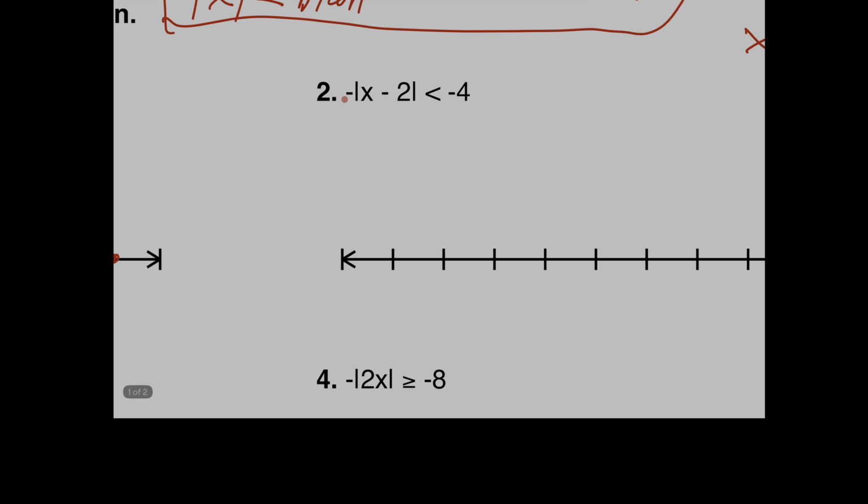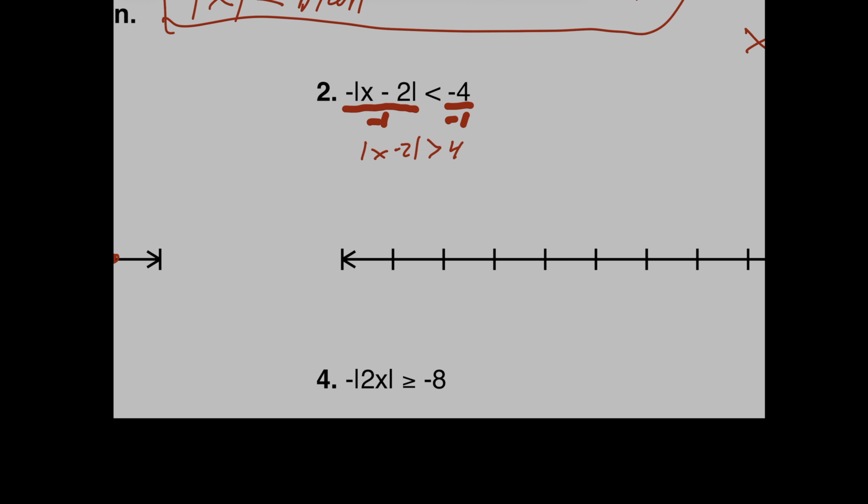Now, this one, they throw a little negative sign out there. Watch that. How sneaky is that? So when you see a negative, that's like a -1. So I have to divide each by -1. Now, what do you guys know about dividing by -1s with inequalities? That's right. I'm going to get an absolute value of x minus 2. I have to switch the sign to greater than. -4 divided by -1 is a 4.